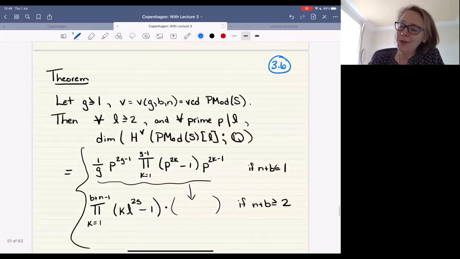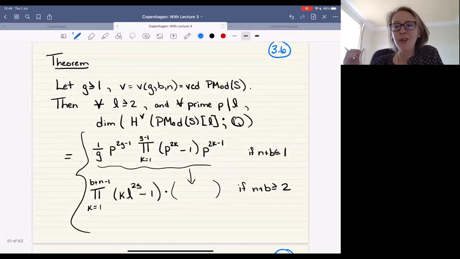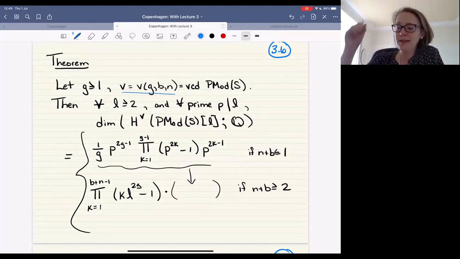But it turns out things are very different in the top degree. Once you get out of the stable range, these groups actually start to behave very differently. So here and throughout, I'm going to be thinking of v as the VCD. I just want to emphasize that this is a function of g, b, and n.